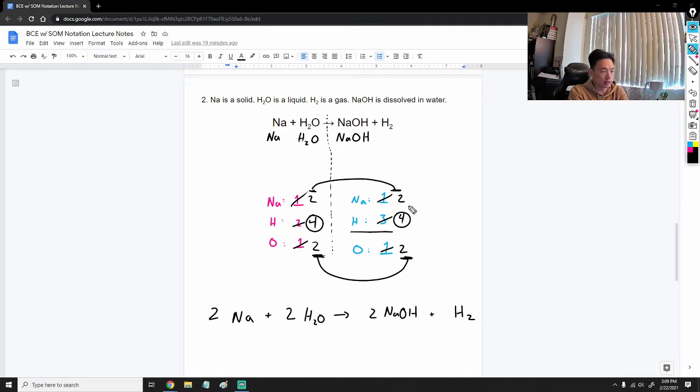Alright, so we're almost done. We just need to write the state of matter notation now. So Na is a solid, so I'm going to write an S next to Na. H2O is a liquid, so I'm going to write L. H2 is a gas, so I'm going to write G next to H2. And NaOH is dissolved in water, which means that it is aqueous. And remember, the notation for aqueous is AQ. So there you go. Super simple. This would be your final answer.